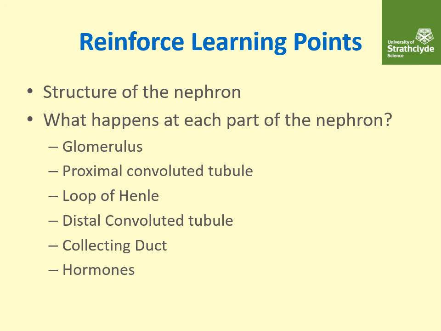What we'll try to do today is that you've got a good idea of the structure of the nephron. You've got a good idea of what happens in each part of the nephron, especially the glomerulus, the proximal convoluted tubule, the loops of Henle, the distal convoluted tubule, and the collecting ducts, because they're all doing something slightly different, and the role of a number of hormones in regulating the permeability for water and also to promote the reabsorption of salt.